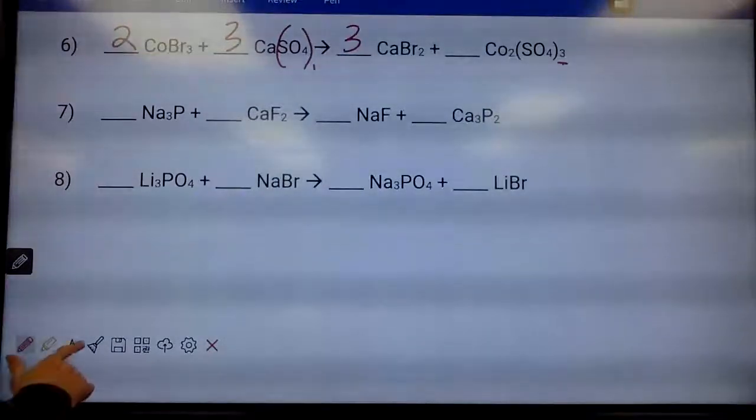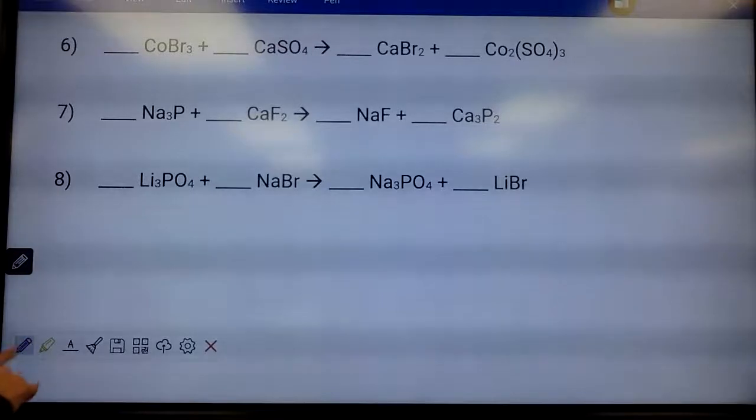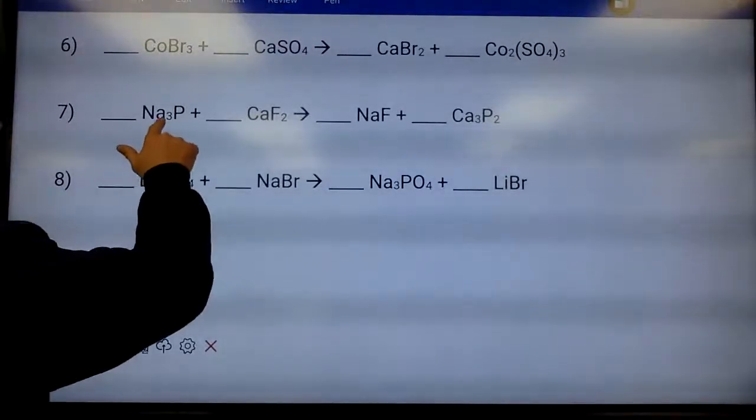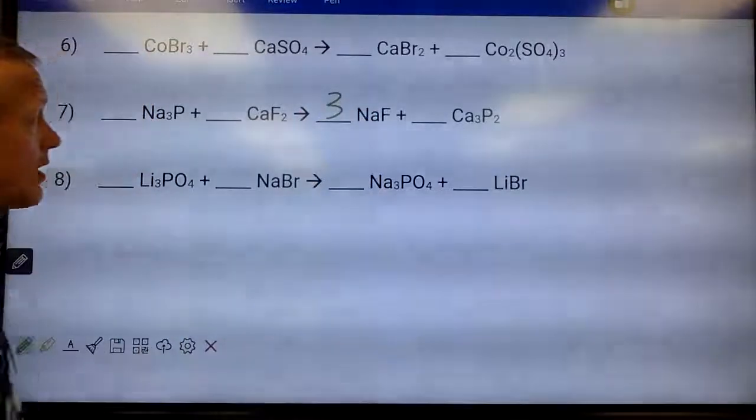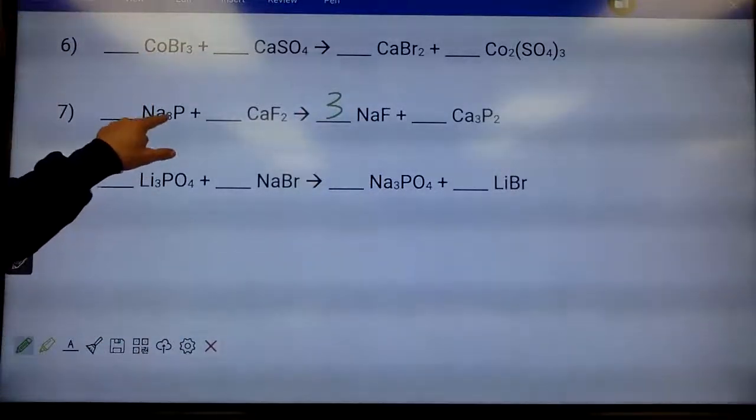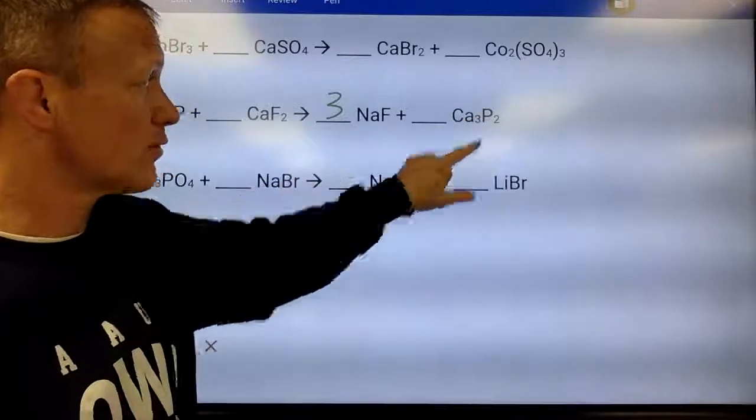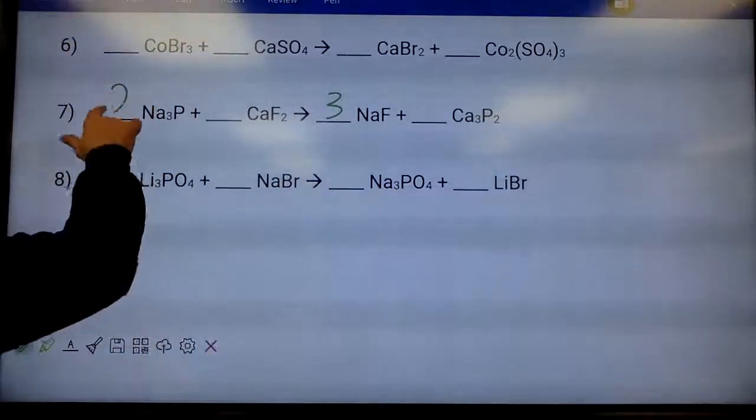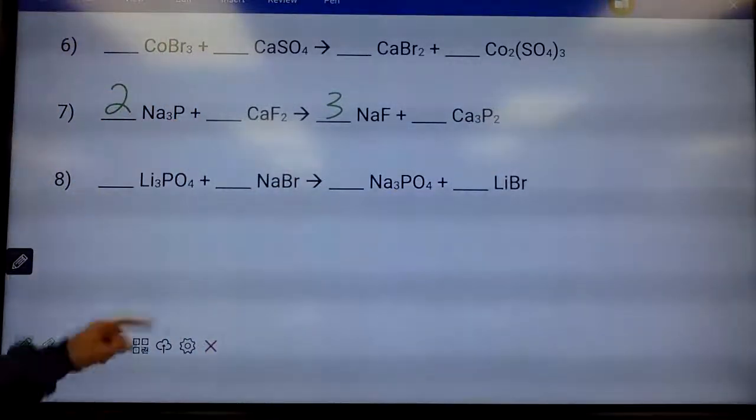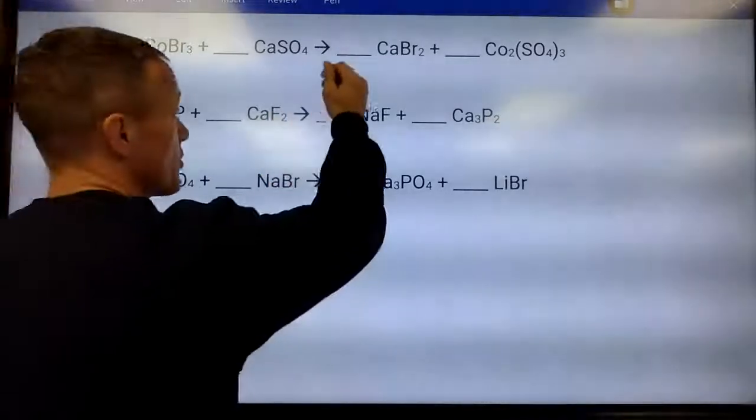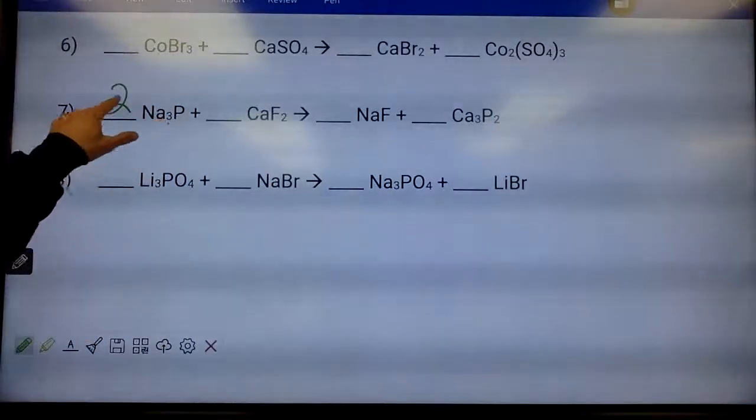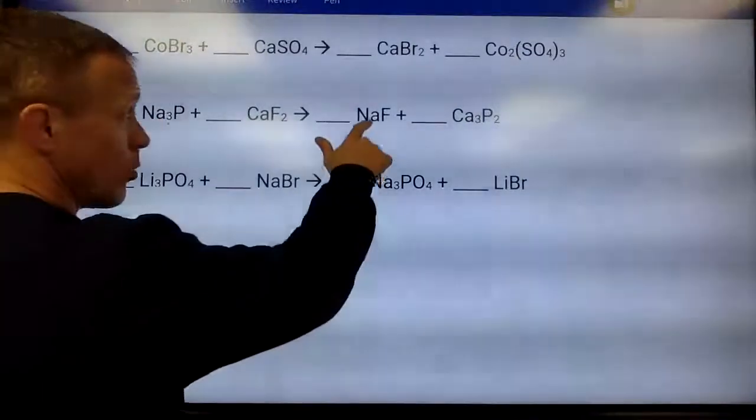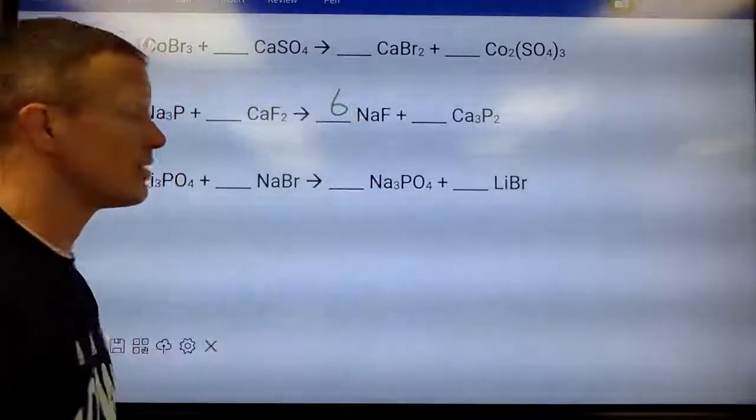Do 1 more here. 3 Nas and only 1 Na, so let me triple that to get to 3 Nas. 1 phosphorus, 2 phosphoruses. I'm going to have to double this to get my phosphoruses equal. Well, that just doubled my sodium, so I got to go back and change this. So sometimes that happens. 3 sodiums, but we doubled it, would be 6. 1 sodium times 6 gives me 6 Nas.